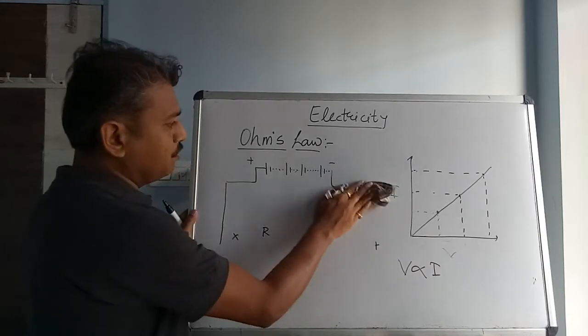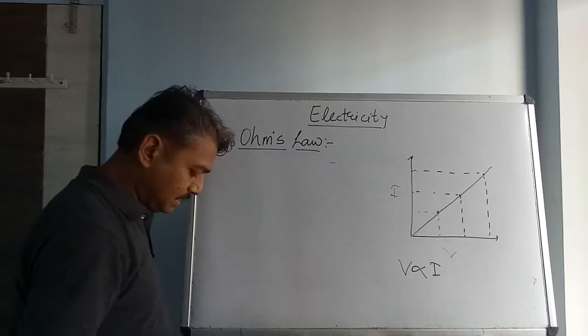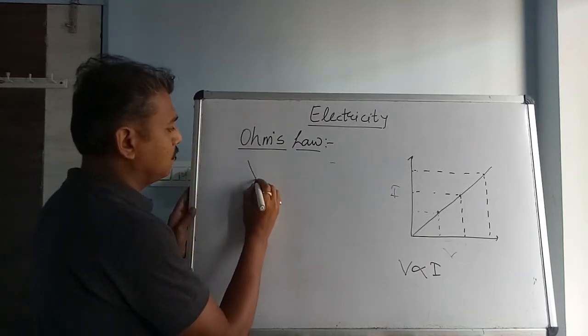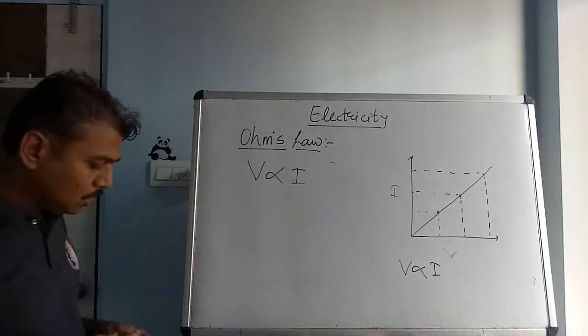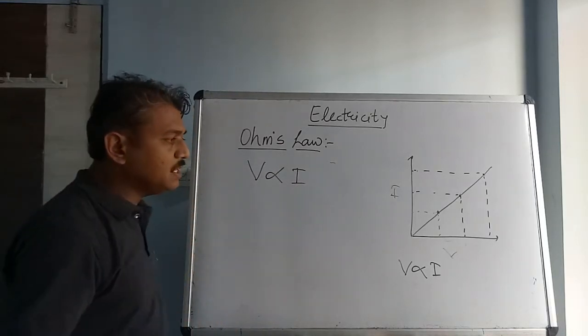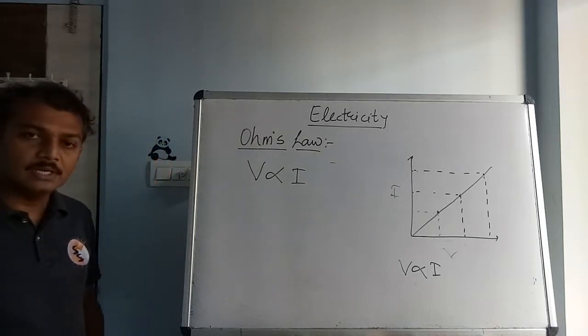So now we got a proportionality statement, and the statement says that V is directly proportional to I. So now I can say that V is directly proportional to I. This is a proportionality statement.